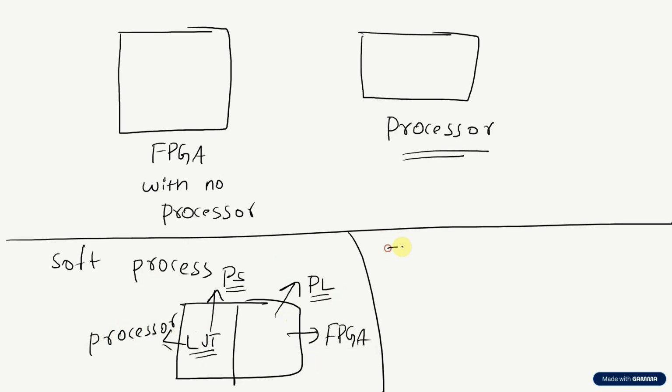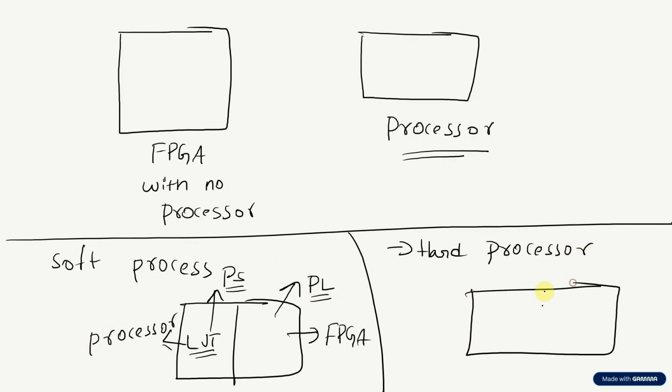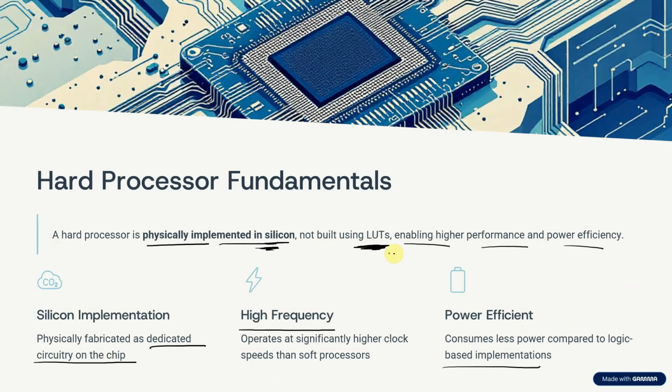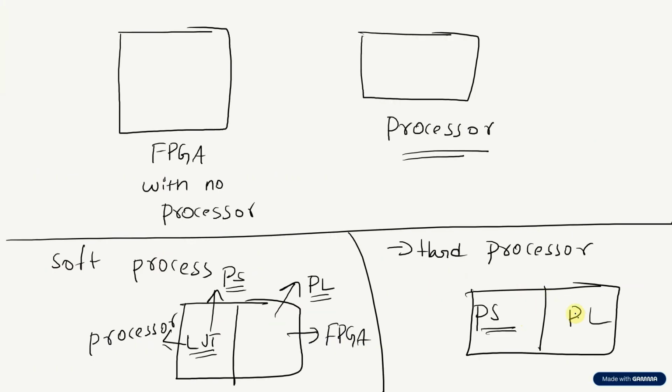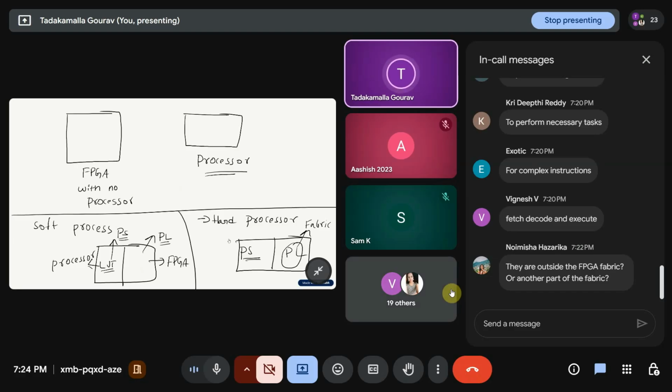Now, in the case of your hard processor also, the same chip is divided into two parts where you are going to have PS and PL, but this PS is not built using the LUTs, but it is rather built using this silicon. It is physically implemented in the silicon, not using the LUTs. So that's why it is very power efficient and has high operation frequency. And this is our PL, that is our FPGA fabric, which we are going to have on the single chip. So are the three differences clear?